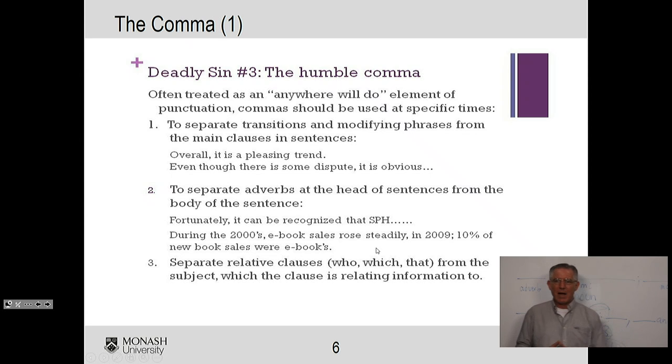All right, the poor old comma, sometimes just treated as an anywhere-will-do element. Again, it's like people just have a handful of commas and just distribute them throughout their text. No, they play a very specific role as well. As I've said, if you start a sentence with a header element, an introductory element, such as an adverb or a connective word, such as however, it's however, comma. Interestingly, comma. Good.